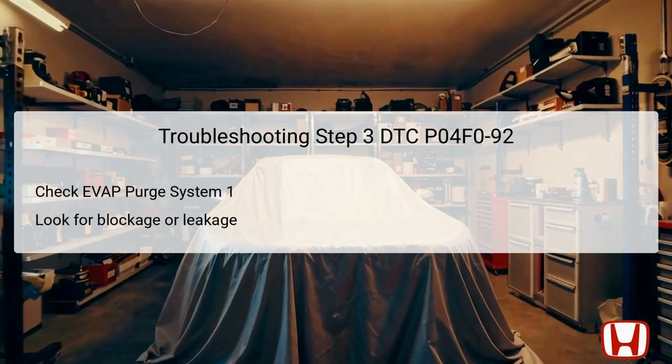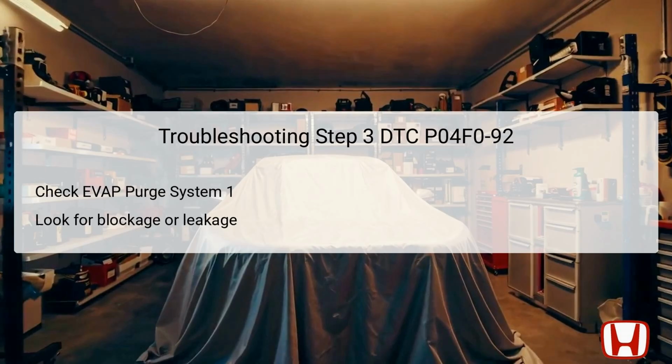The third troubleshooting step involves checking Evap Purge System 1 for any blockages or leaks. This system is crucial for transporting fuel vapors to the engine during combustion. Technicians should inspect hoses and connectors for physical damage and ensure there are no obstructions preventing vapor flow. A vacuum test may also be performed to ascertain the integrity of the system.